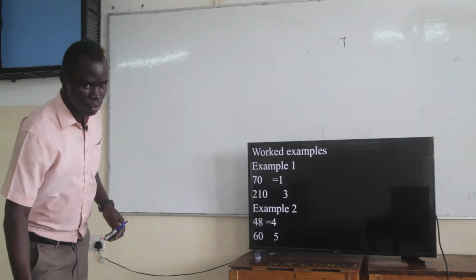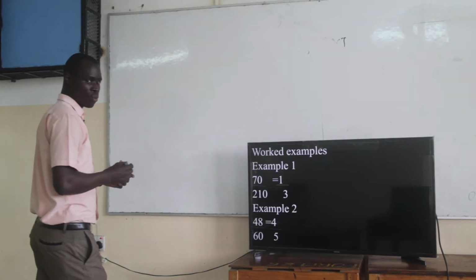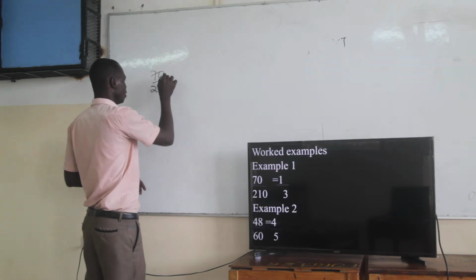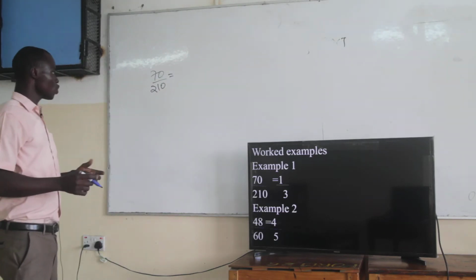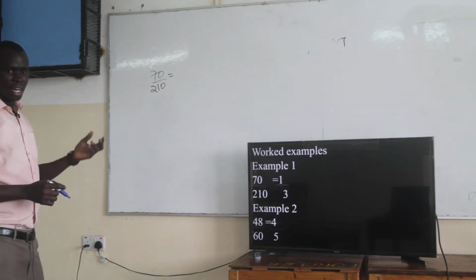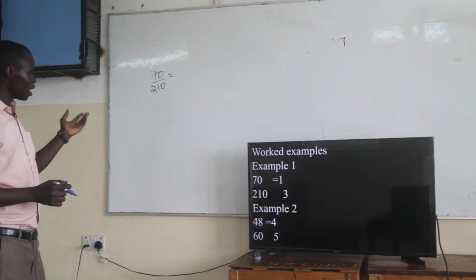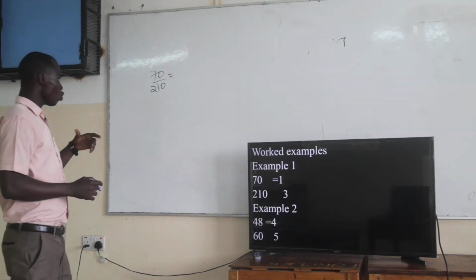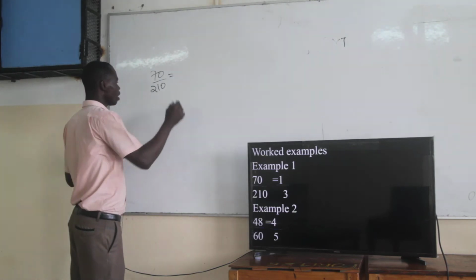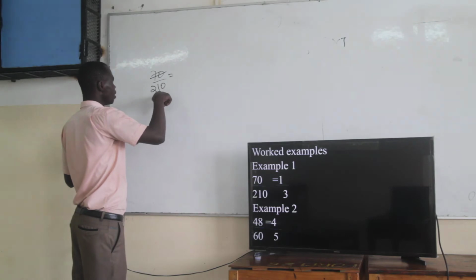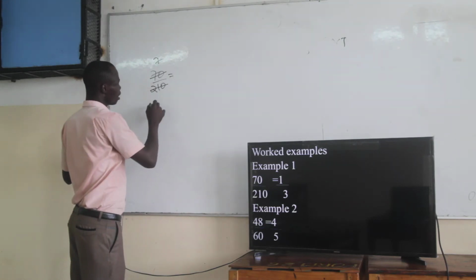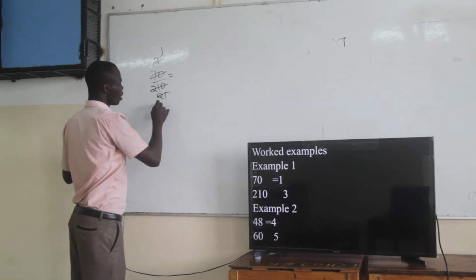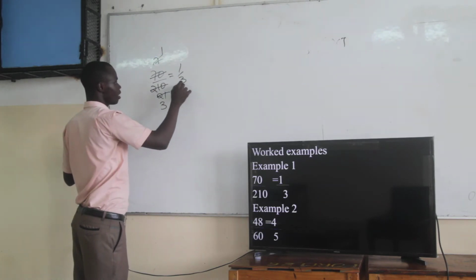Now, we have worked examples here. In the first one, we have 70 over 210. Looking at this, you might not be able to cancel by big numbers. So you can say 10 goes into 70 how many times? 7. 10 goes into 210 how many times? 21. Then 7 goes into 7 once, and 7 goes into 21 three times. So your answer is one third.